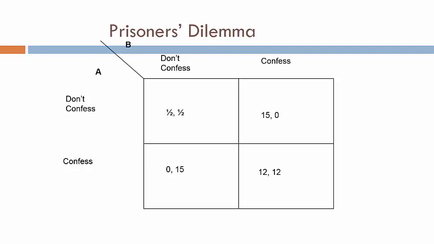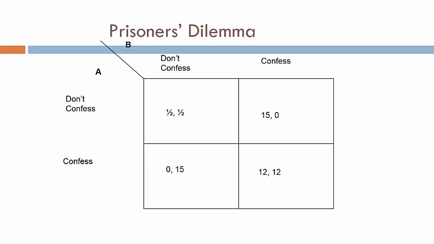The table like this is also called the payoff matrix, and it relates actions to the players' payoffs. Now, the first entry in each of the four cells is the payoff of player A, and the second entry is the payoff of player B. So, for instance, if neither A nor B confesses, then both A and B spend half a year in jail and then walk free. If player A confesses and player B does not, this is the second row, first column, then player A spends 0 time in prison while B spends 15 years.